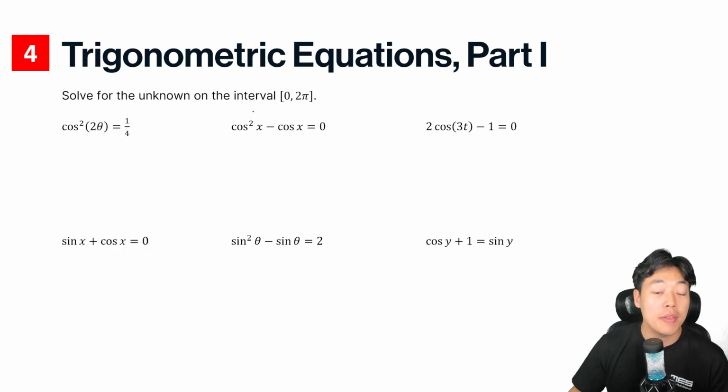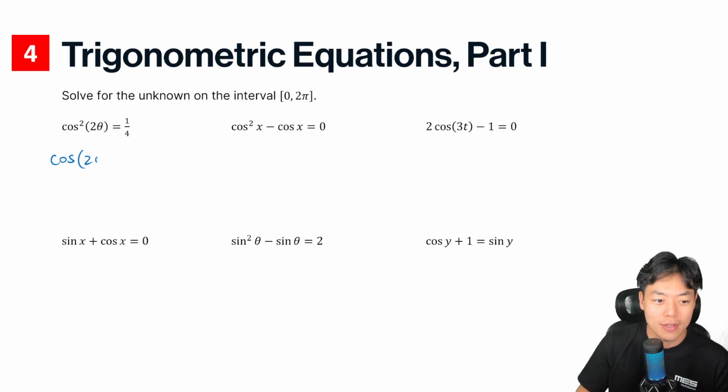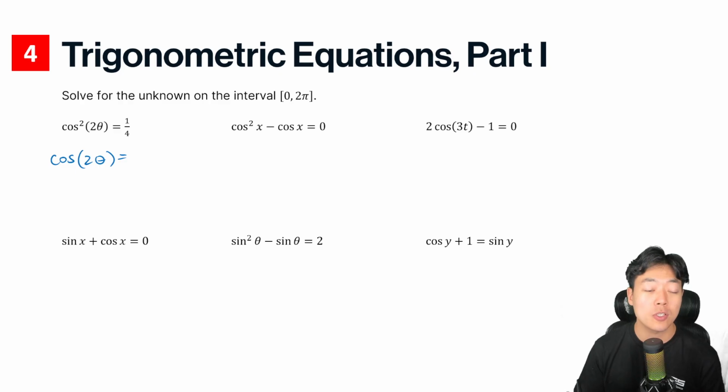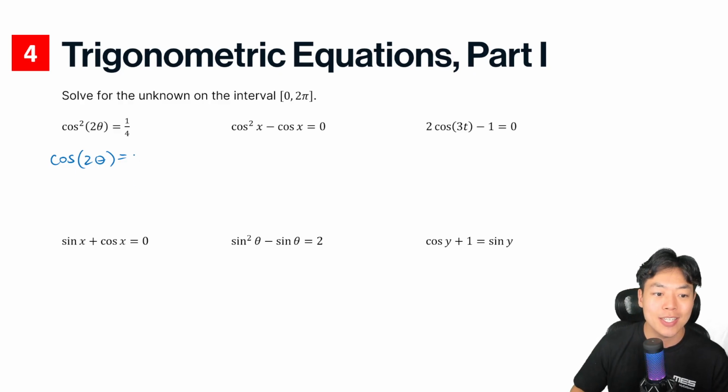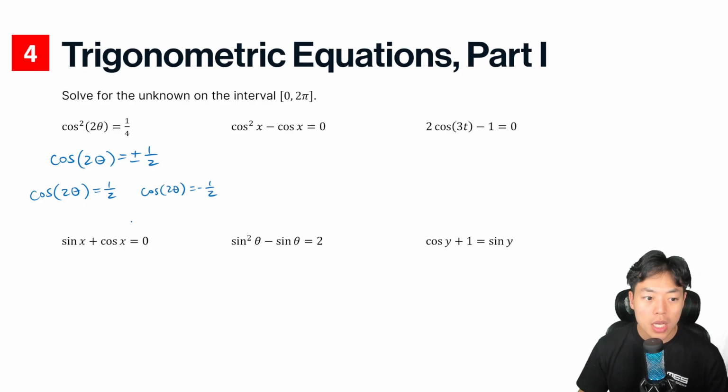Solve for the unknown on the interval 0 to 2 pi. Cosine squared of 2 theta is equal to 1/4. The first thing I'm going to do here is get rid of this squared. So I'm going to take the square root of both sides, but keep in mind, whenever we take the square root of both sides of an equality, you must make sure you consider both the positive and negative solutions. So cosine of 2 theta is now equal to either 1/2 or negative 1/2.